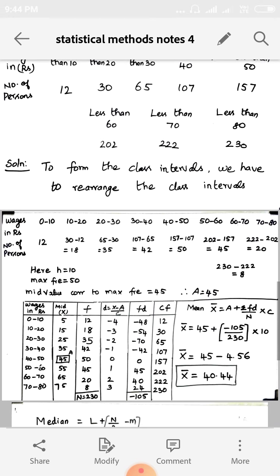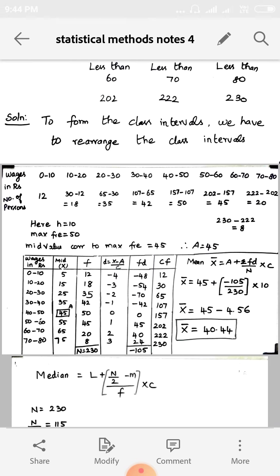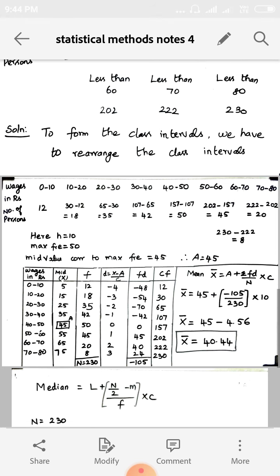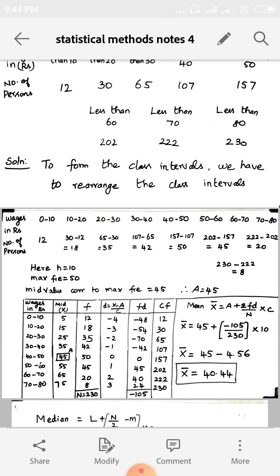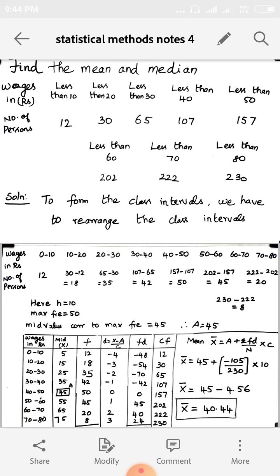So here we have to find mean and median, no? Here h is equal to 10. What is the maximum frequency? The maximum frequency is 50. So the mid value corresponding to the maximum frequency is 45.